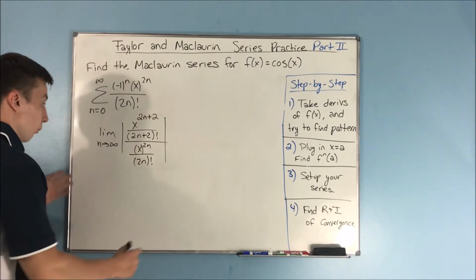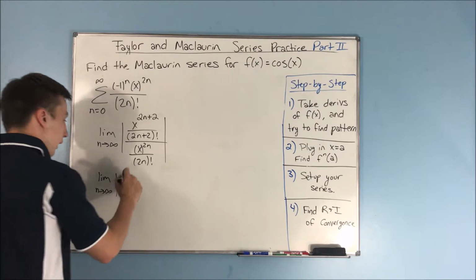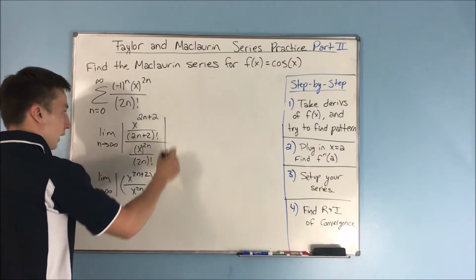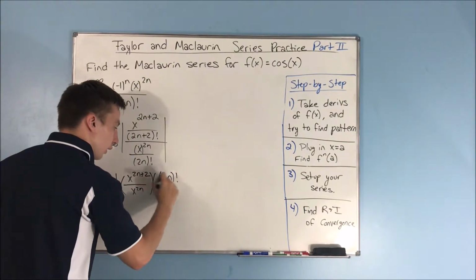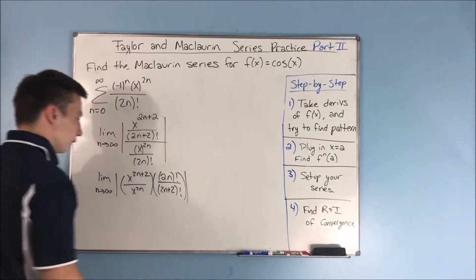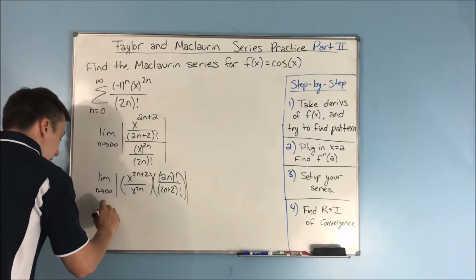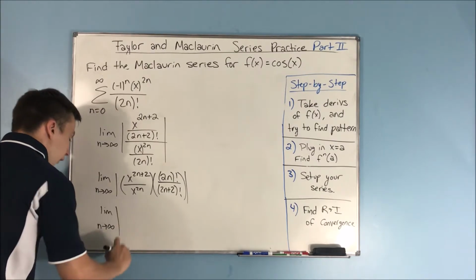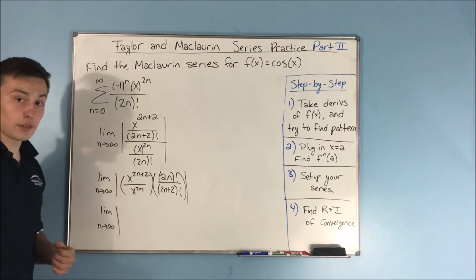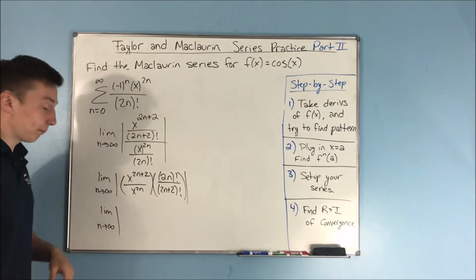All right, cool. Now we can make this look a little bit nicer. We get x to the 2n plus 2 over x to the 2n, and that will be multiplied by 2n factorial over 2n plus 2 factorial. Okay, so now what are we going to be left with here? We'll have the limit as n approaches infinity of, let's simplify this x down first. We're going to have x to the 2n plus 2 over x to the 2n. That will just give us x squared, because the 2n's go away.